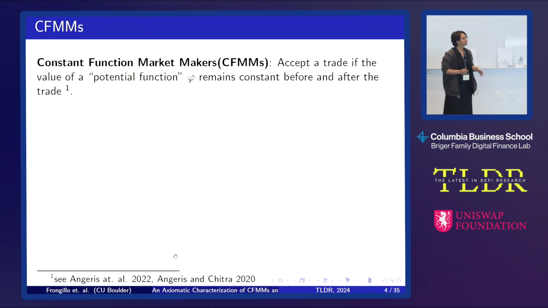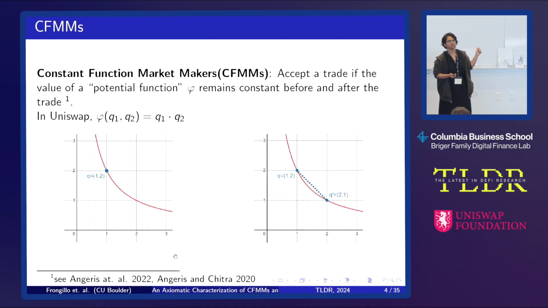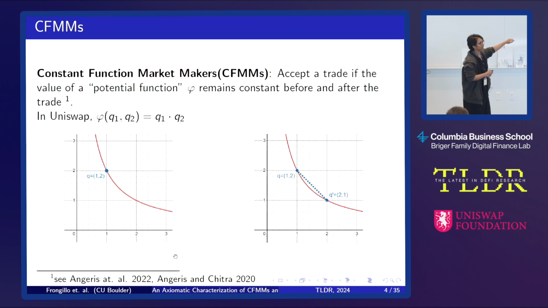So I'm sure a lot of people know constant function market makers in this crowd, but just to recap, it's a way of implementing an AMM such that the market maker defines a predefined potential function phi, and a trade is actually carried out or not depending on whether the function value remains constant before and after the trade. So in the Uniswap case, this function phi is the product rule. If you start out with reserves 1, 2, and you can execute a trade 1, -1 because it gets you back onto the same level curve, and so any trade on that red curve is actually possible, and it's called an indifference curve.